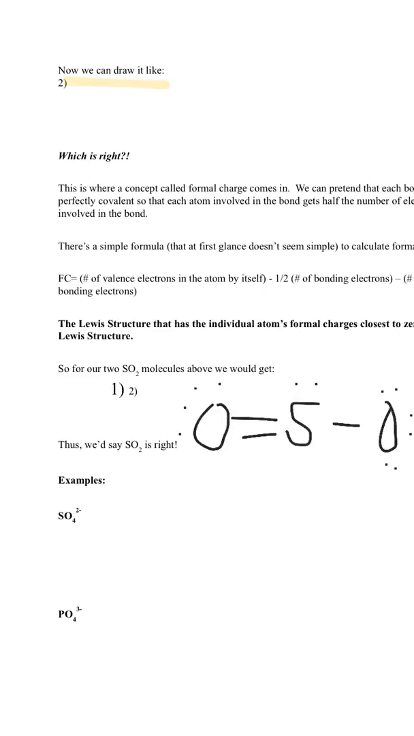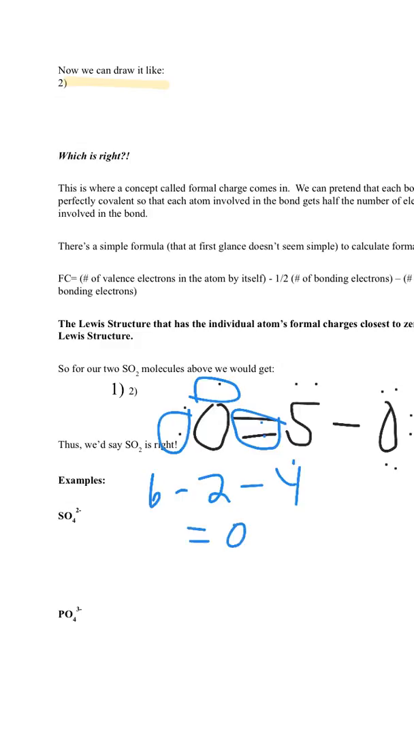So let's take a look at this first molecule of SO2 that we drew out. For this first oxygen, we expect oxygen to have 6 valence electrons. This oxygen has 4 bonding electrons, 2 and 2. So that means that it's getting half that number. So half of 4 is 2, so we're going to subtract out 2, minus the total number of non-bonding electrons. So that's 2 and 2, so that's minus 4. And so that's equal to 0. So we'd say there's a 0 formal charge on that oxygen.